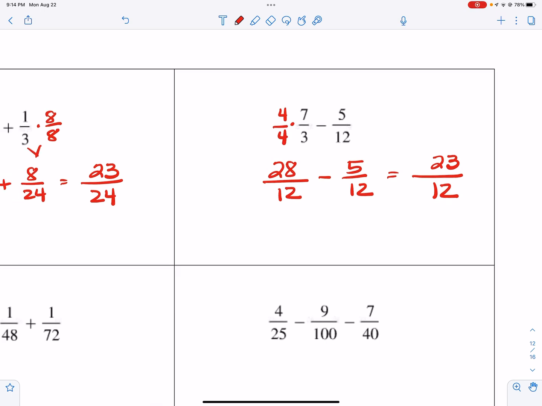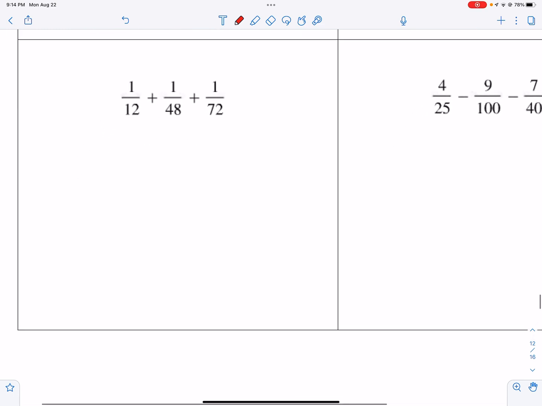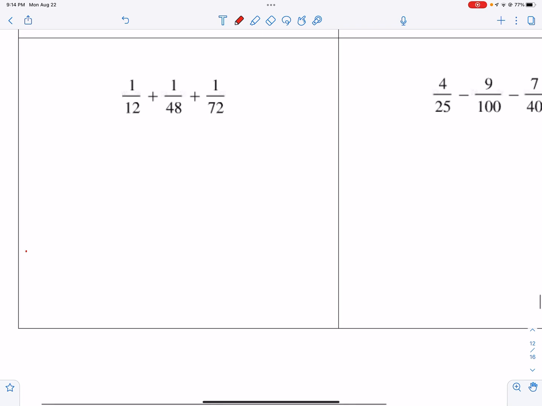Now, these next ones are a little bit more challenging. So I'm going to come down here and actually count by numbers. What I suggest you do is you could count by 72s, you could count by 48s, you could count by 12s. So I'm going to do that. 72, and 72 times 2 is 144, and 72 times 3 is 216, etc.